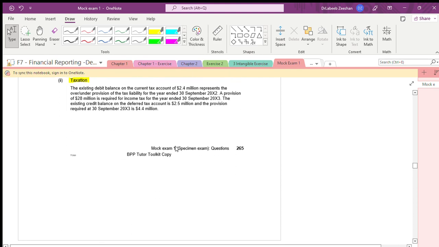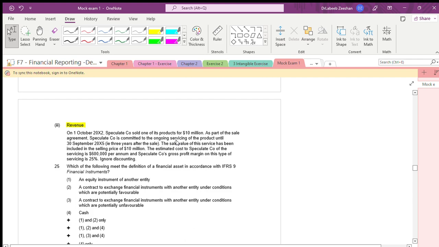The existing debit balance of the current tax is 2.4, which represents over and under provision of the tax liability. A further provision is required by 30th of September at the end of the year. The existing credit balance of deferred tax is 2.5 and the required balance is 4.4. Okay, fine. Now, revenue, very interesting. Three things they have covered. Isn't it? Three different things.